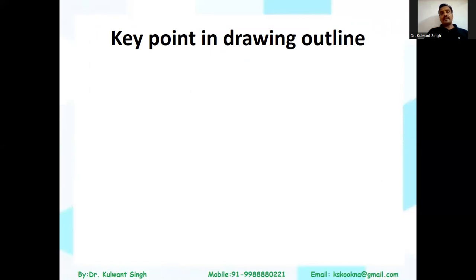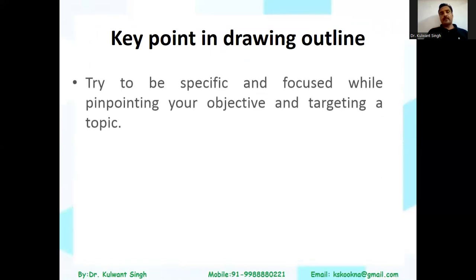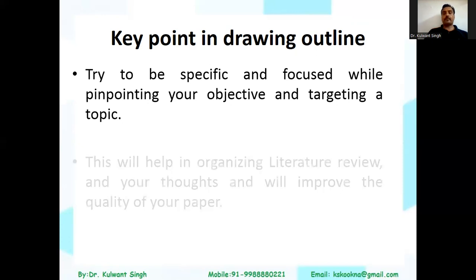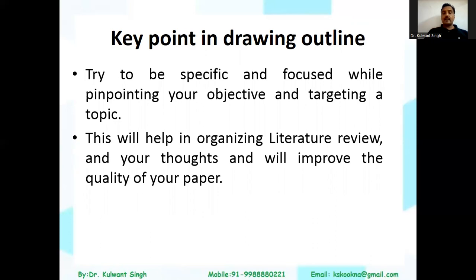So, key points in drawing outlines. First of all, try to be specific and focused while pinpointing your objective and targeting the topic. At the initial stage, you have to select your objectives and the particular topic for your review paper. So we have to be specific and focused. This will help in organizing the literature review and your thoughts and will improve the quality of papers.